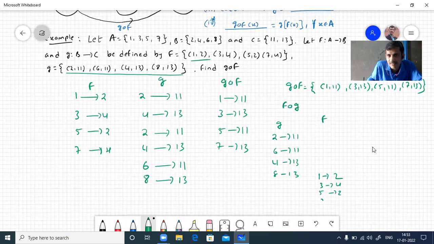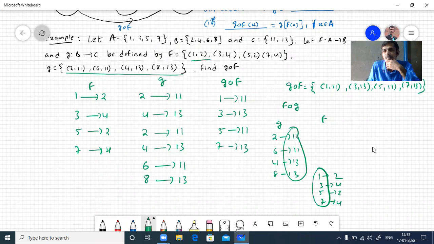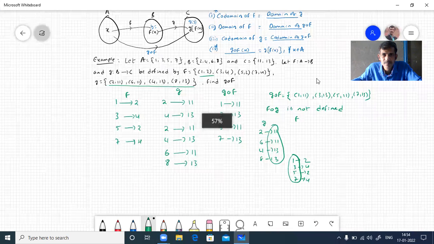So here, see, it is not possible. Why it is not possible means the codomain of g and the domain of f are not the same. Then we cannot have a composite function. So f circle g is not defined. Even if it is defined, g circle f and f circle g are not equal. So composite function doesn't satisfy the commutative property. So this is the definition of composite function.